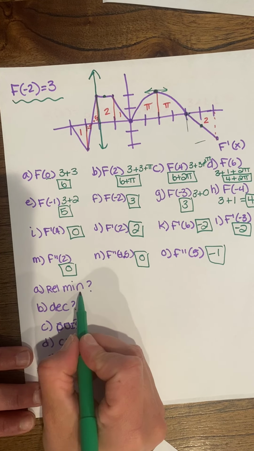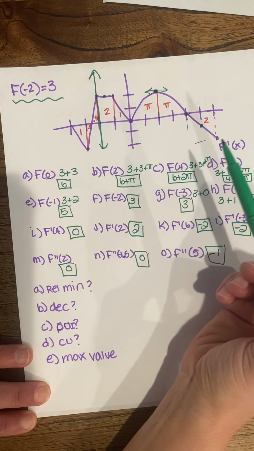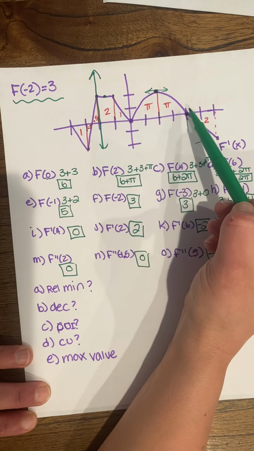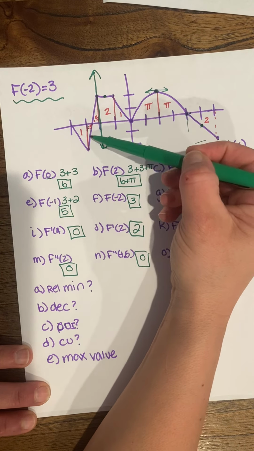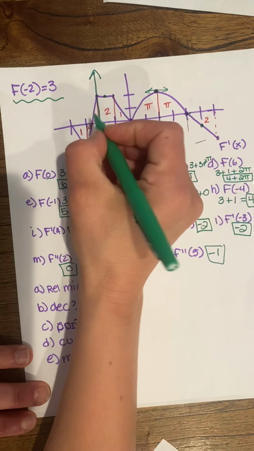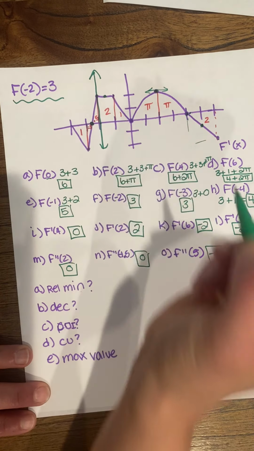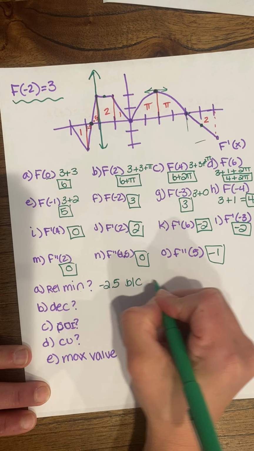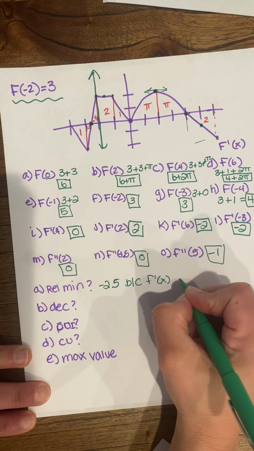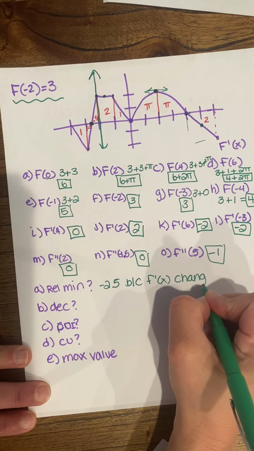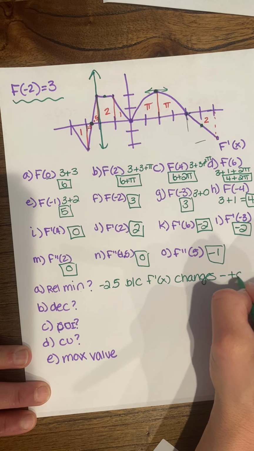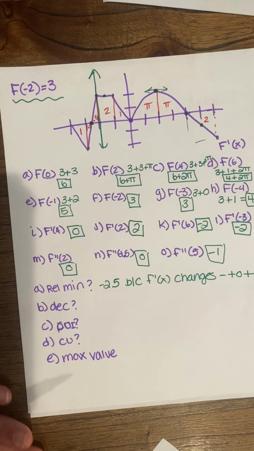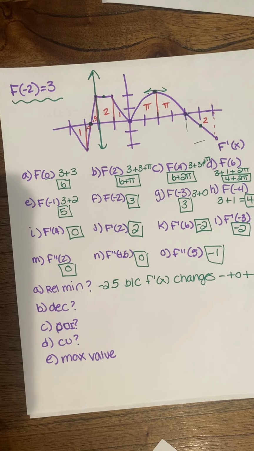So remember, REL-MINs happen anytime the graph crosses the x-axis, but it has to cross from negative to positive. Right? So that's right here. Right here would be my min at -2.5. Again, justify it because f prime of x changes from negative to positive. Okay, that should always be our justification for a REL-MIN.